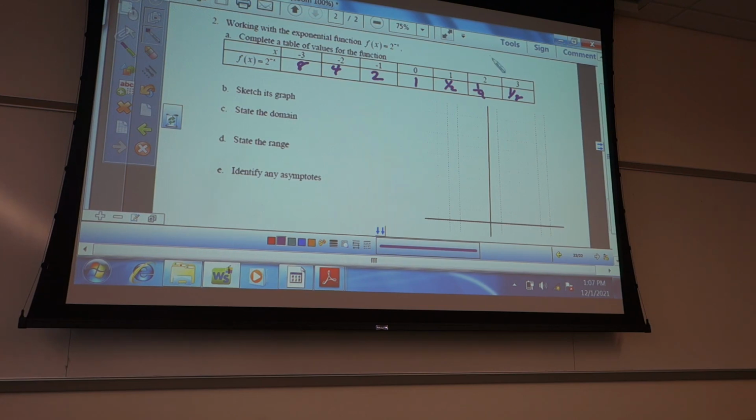So what we're finding is that, as we graph it, let's go ahead and graph it. -3, 8, 4, 2, 1/2. So it does the same thing. Which means that the domain is exactly the same.